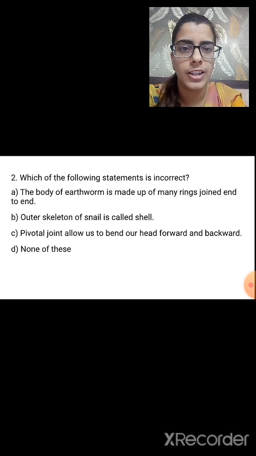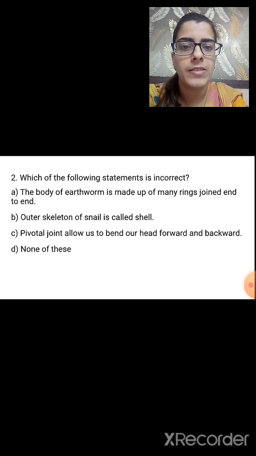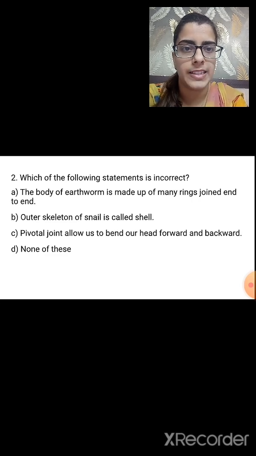The outer skeleton of a snail is called as a shell. C, pivotal joint allows us to bend our head forward and backward. Yes, this statement is also correct. So, all the 3 statements are correct. So, the correct option is none of these. We have to tell which of the statement is incorrect. So, all the 3 statements are correct. So, our answer will be D, none of these.